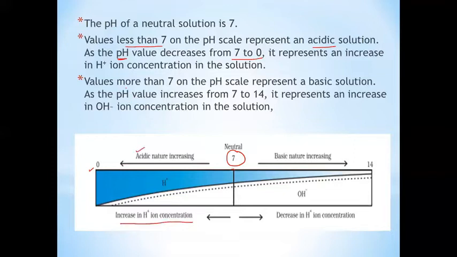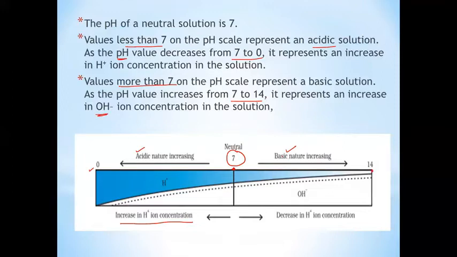Okay. If value of pH more than 7, that means basic solution. As the pH increases from 7 to 14, it means increase in OH negative ion concentration in the solution or basic nature increasing.